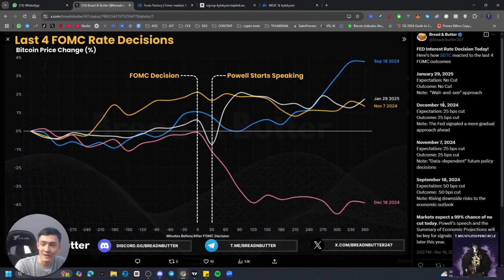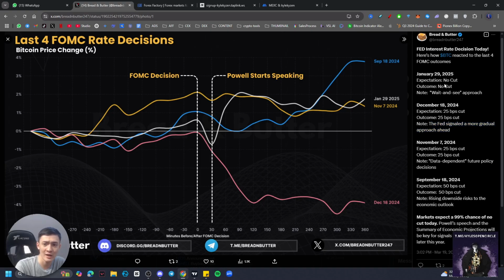Okay, kemudian in December 18, 2024, expectation 25, outcome 25. Okay, tapi di sini the Fed signal a more gradual approach ahead. This is when, if I believe, they announce yang mereka akan kurangkan rate cut pada tahun 2025. And you can see what happened to the market, right? Market was rising, dari sini dia jatuh and then started to rise before the FOMC decision. Masa FOMC decision keluar and Powell announced yang dia akan kurangkan rate cuts, the market just dumped, right?